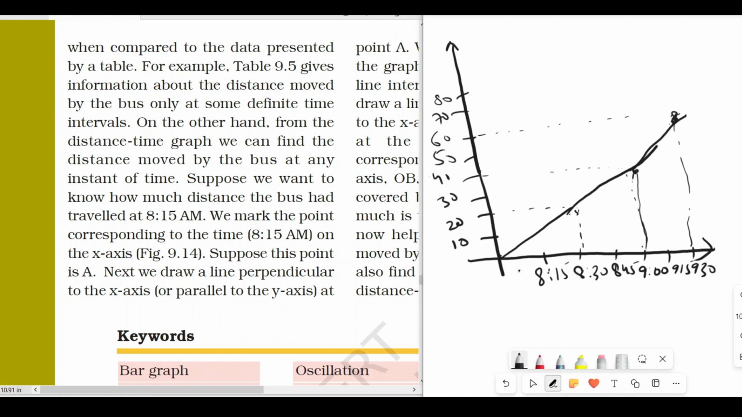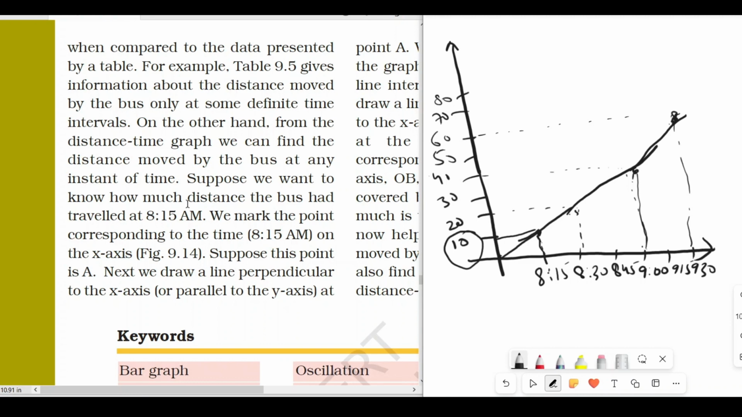You want to find where it was at 8:15. So from 8:15, you draw a perpendicular on this point. Okay. And then from here you draw a perpendicular on your y-axis. And then you can calculate how much distance it moved at 8:15. And this is the power of graph.